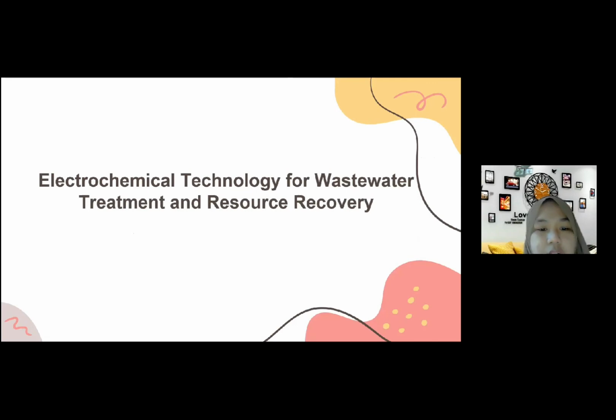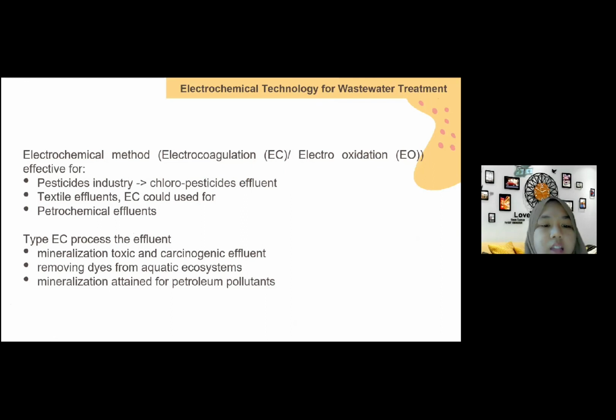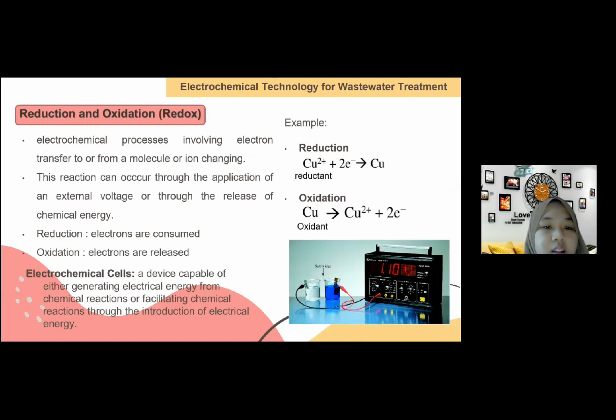electrochemical technology for wastewater treatment and resource recovery. Next. Electrochemical methods, electrocoagulation (EC) or electrooxidation (EO), are effective for the pesticide industry like chloropesticide effluent, and for textile effluents EC could be used, as well as petrochemical effluents. The EC process treats effluents through mineralization of toxic and carcinogenic effluent, removing dyes from the aquatic ecosystem, and mineralization obtained for petroleum pollutants.